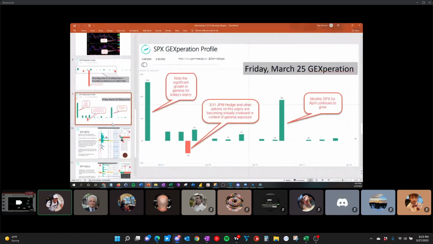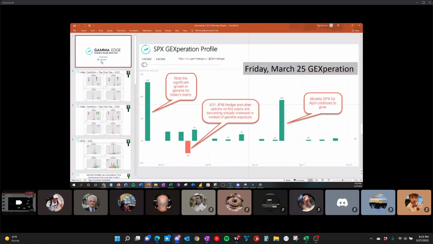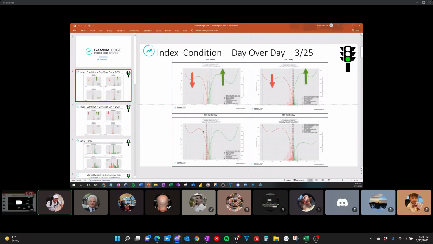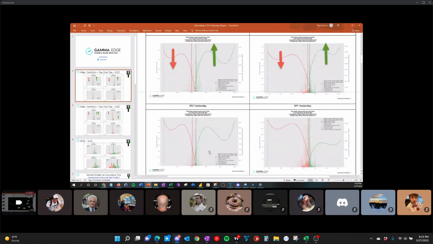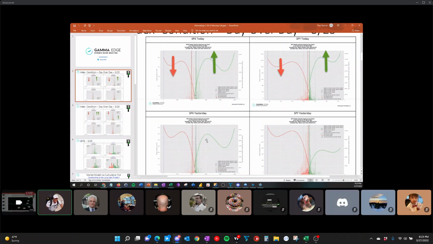So let's see, let's look here. Index condition, you can see, so this was Wednesday. Let me go ahead and see if I can make this a little larger for you. So in the morning call, right? You can see the morning call as of 3/24, 3/23 close. This was the morning of 3/24. You can see that we had more puts, but then for the 3 a.m. run that we do, you can see now we get parity.